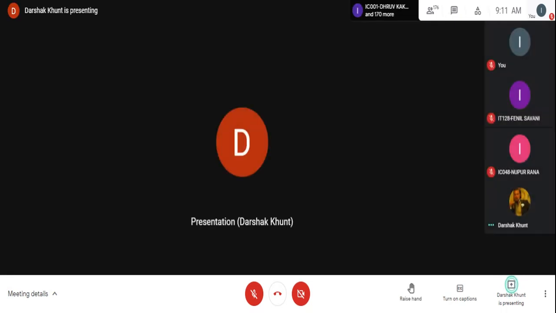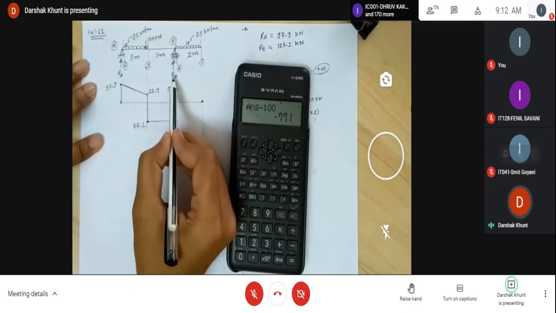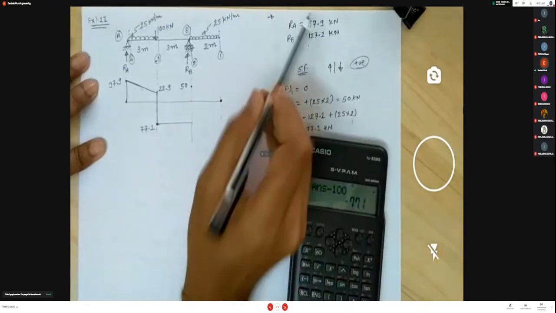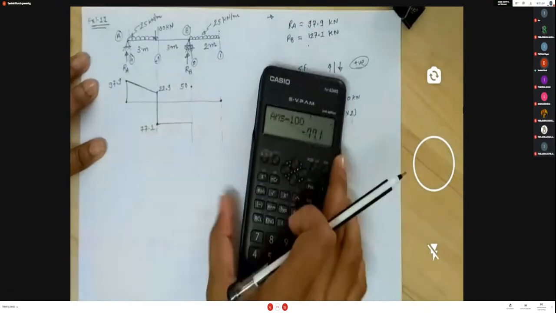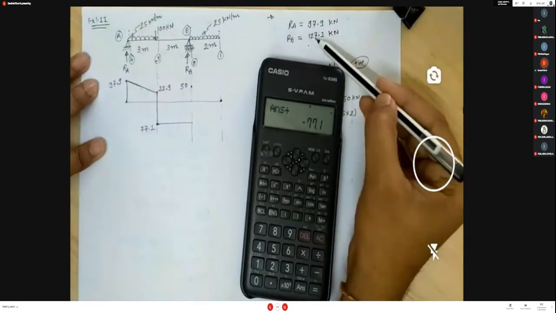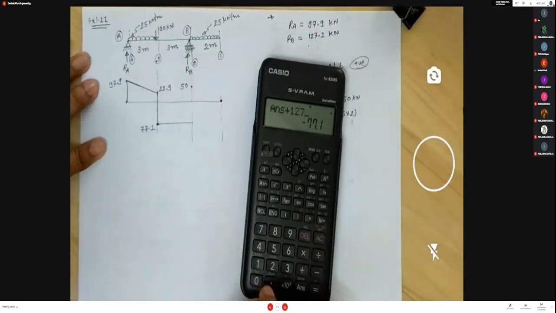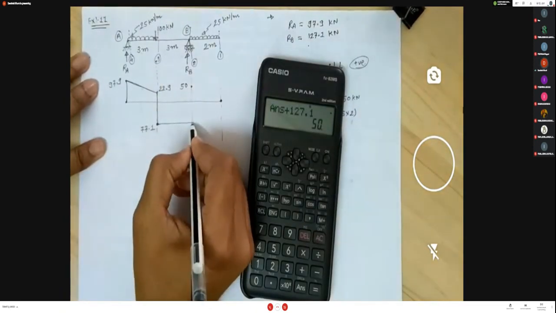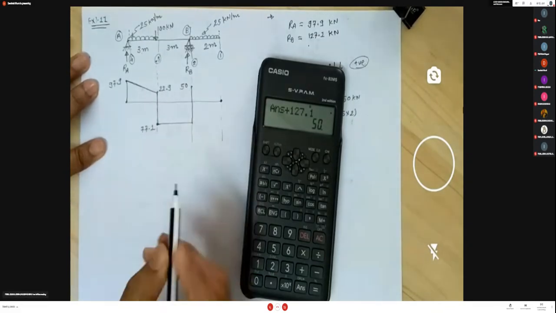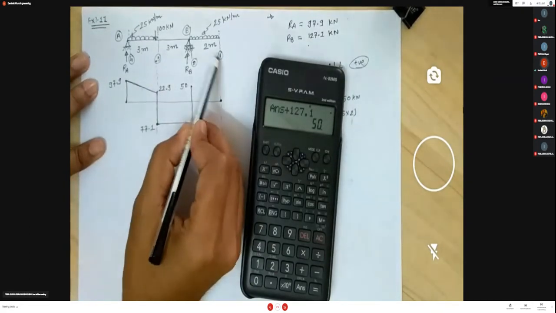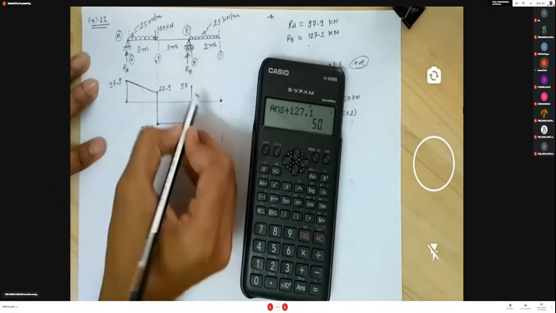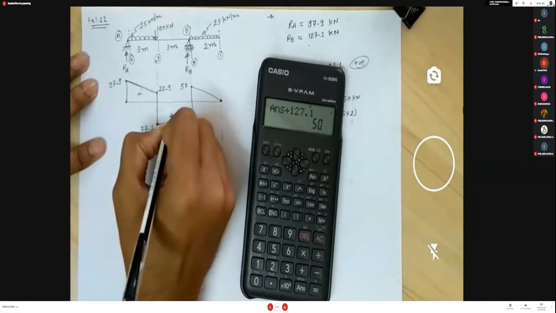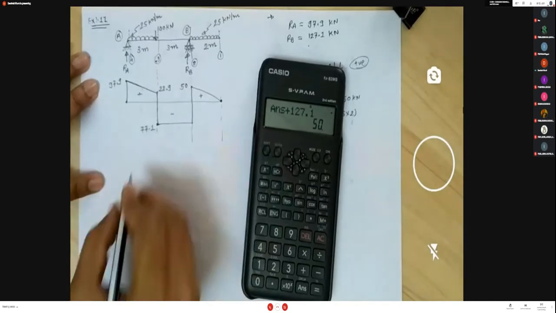Then it is constant. At section 2, here reaction RB acts in the upward direction. Reaction RB is 127.1. If you add minus 77.1 plus 127.1, you get plus 50, which is already there. So you have to connect these two, plus 50. And again between section 2 and 1 there is uniformly distributed load, so the variation is linear. So our diagram is like this. The portion is negative and this portion of the diagram is positive.